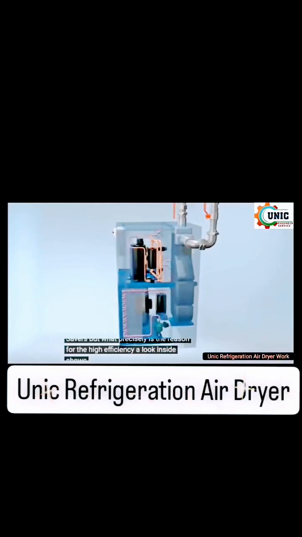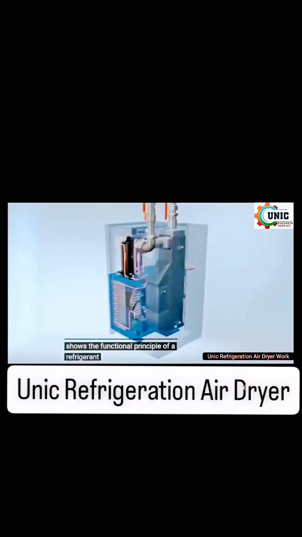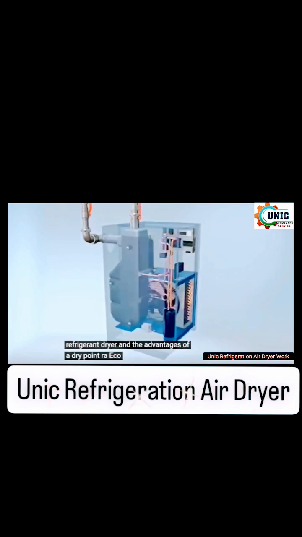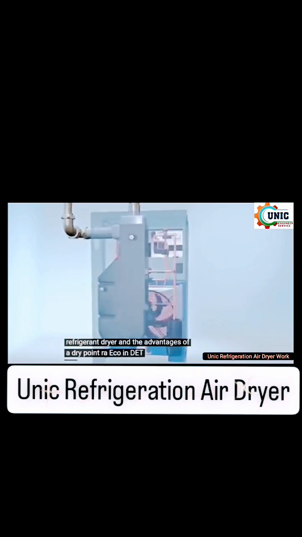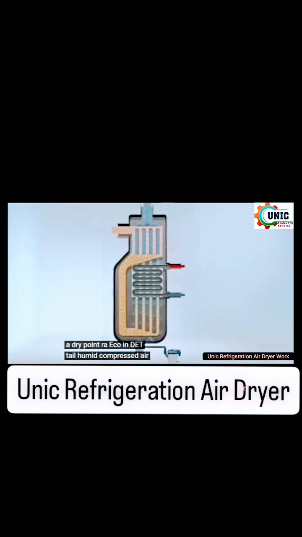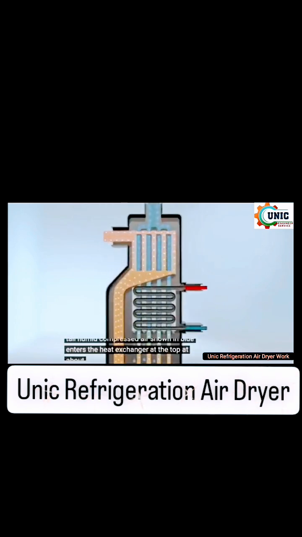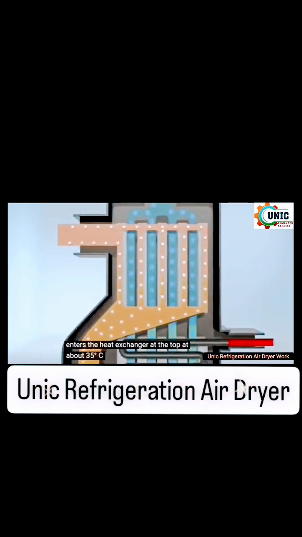A look inside shows the functional principle of a refrigerant dryer and the advantages of a DryPoint RA Eco in detail. Humid compressed air, shown in blue, enters the heat exchanger at the top at about 35 degrees Celsius.